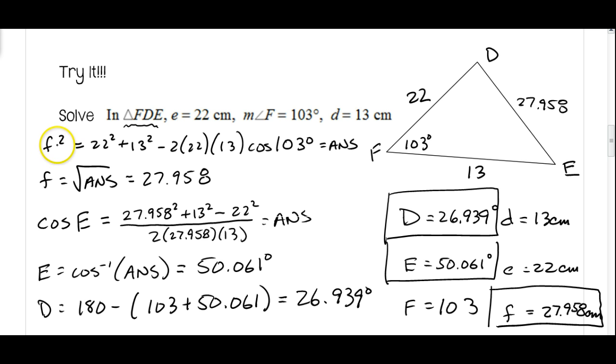So we found side F first. Again, remember to take the square root of your answer and use the answer key on your calculator. If you're not sure where that is, make sure that you ask me or somebody else in class.